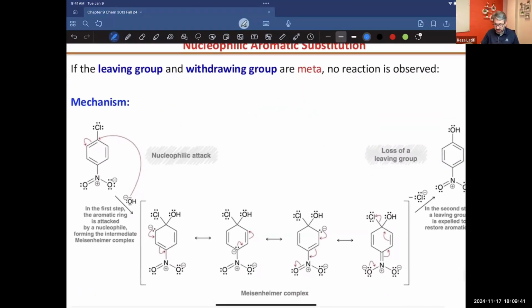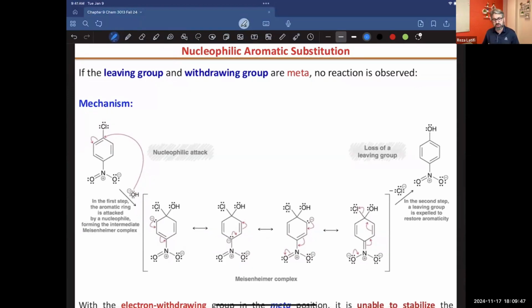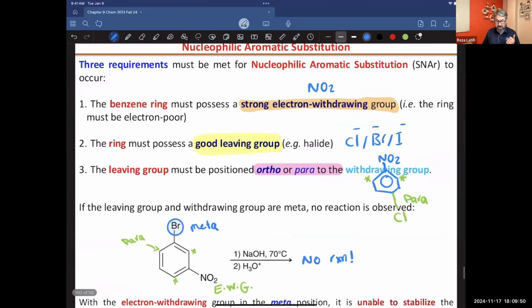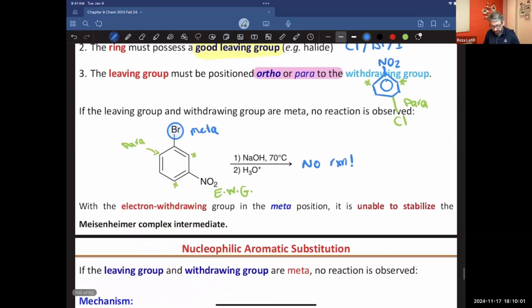Okay, so let's talk about the mechanism. We know that in order to run the nucleophilic substitution reaction, we need to have a strong electron withdrawing group. Next, we need to have a good leaving group, and the position must be ortho or para. Why? Let's go after that question.